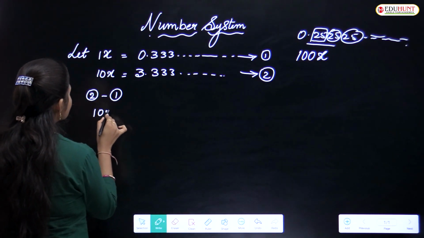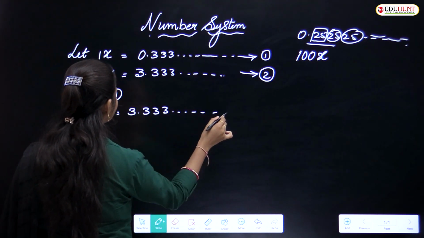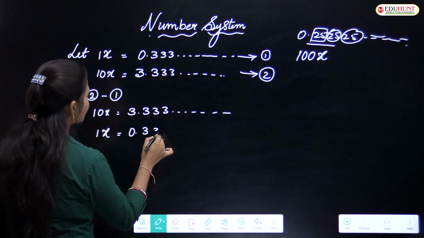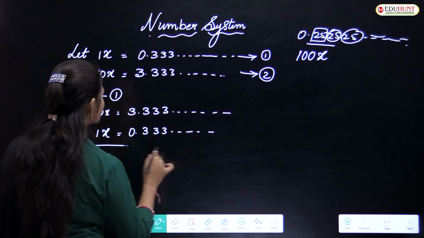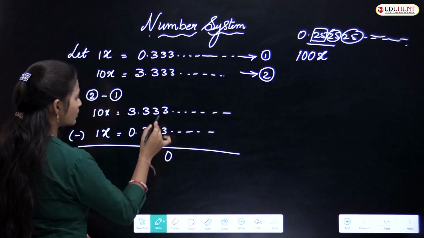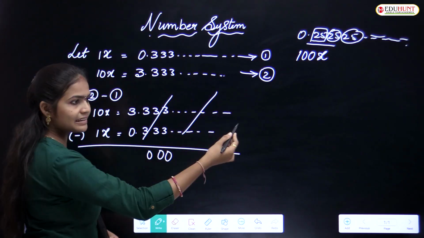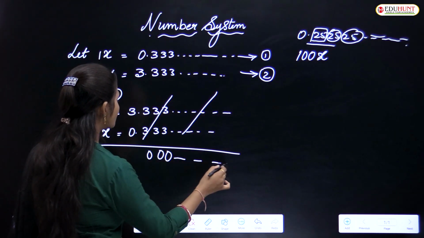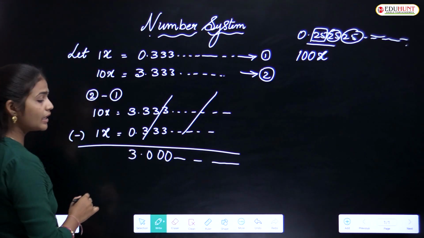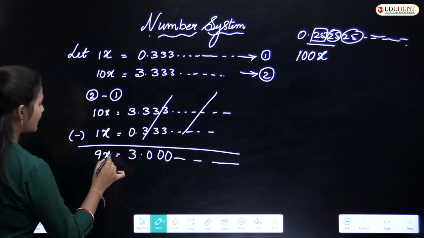So 10x = 3.333 and so on, and 1x = 0.333 and so on. Subtract these two. What do we get? 3 minus 3 is 0, 3 minus 3 is 0, 3 minus 3 is 0, so this is cancelled. The further 3s also give 0, 0 and so on. Then 3 minus 0 is 3. On the left, 10 minus 1 gives 9x.